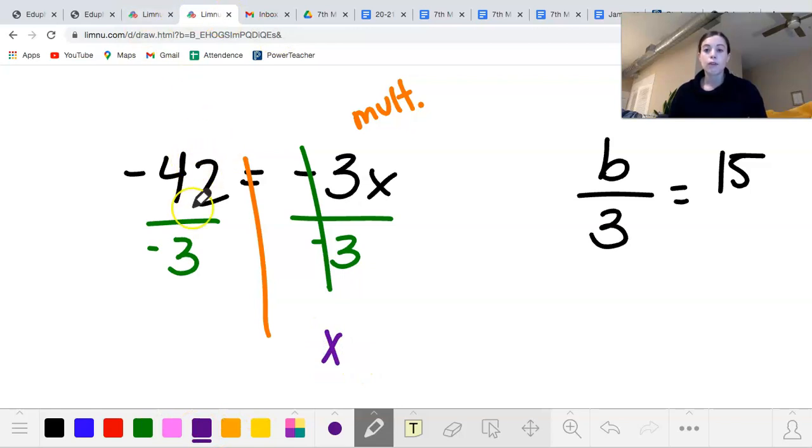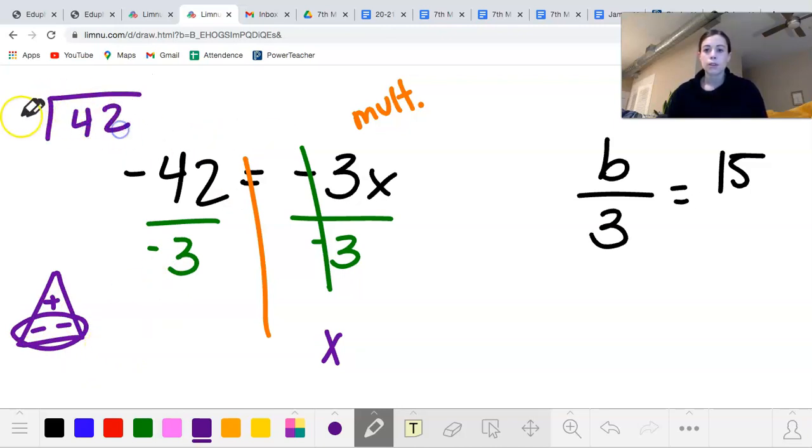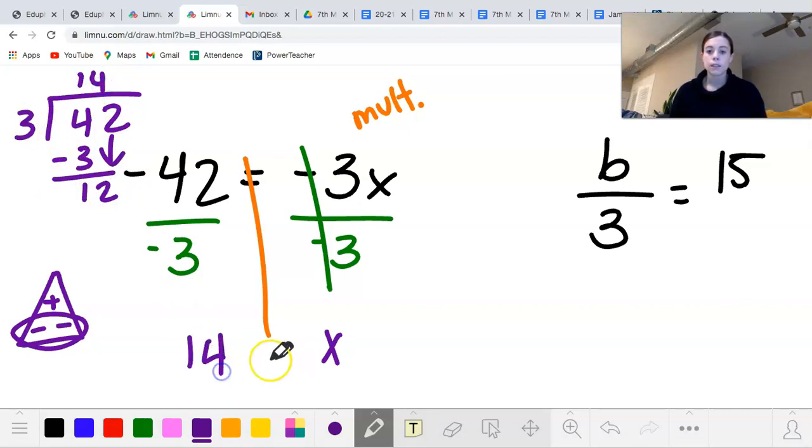And then I have to do 42 divided by 3, but really quick, let's think about cute little Dorito man, right? We love him. Okay? Negative divided by a negative is a positive, so my answer will be positive. And I actually have to do 42 divided by 3. 3 goes into 4 once. 1. 3 goes into 12 4 times. So 14 equals x. Amazing.